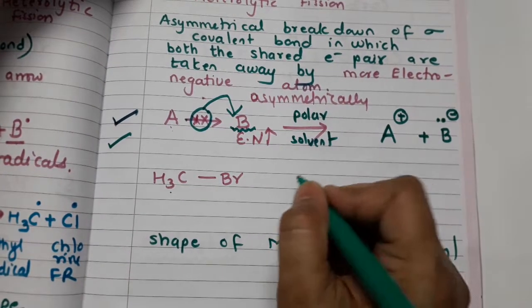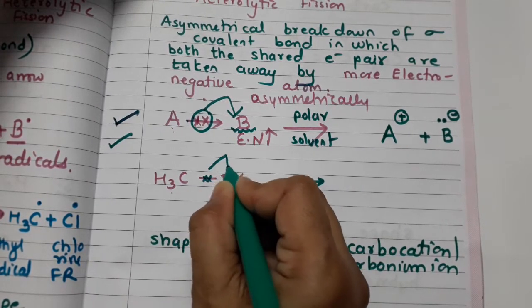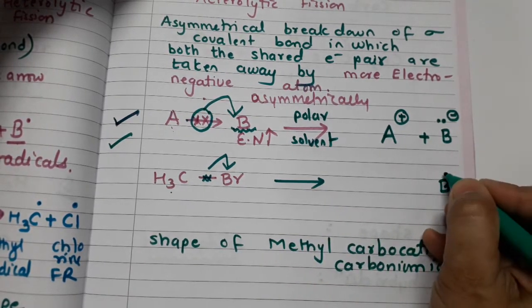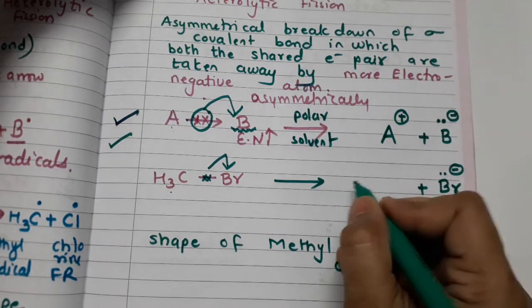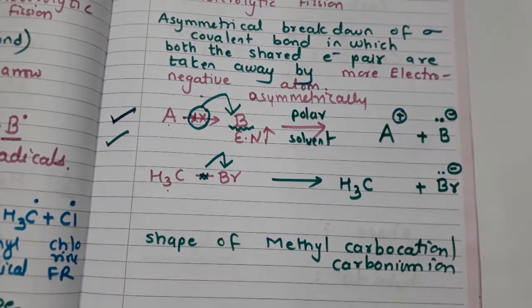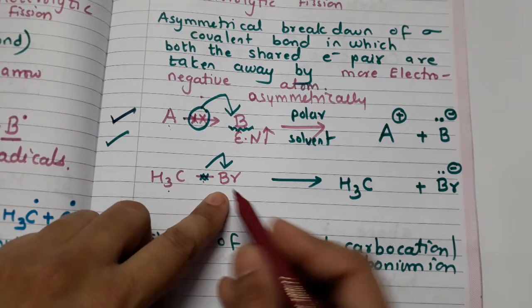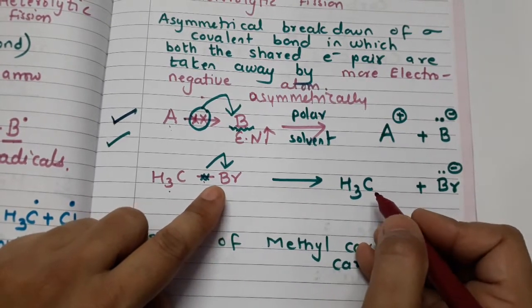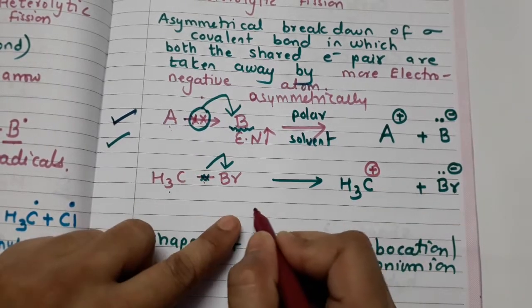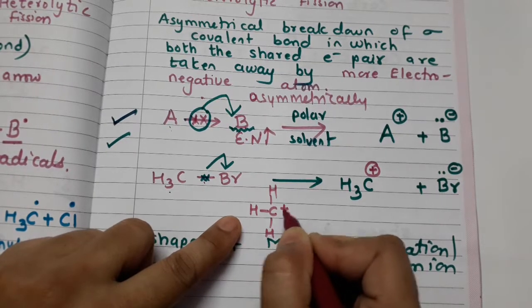Now the same reaction I am explaining with the help of this example, that is methyl bromide. So what is going to happen? Both the shared pair of electrons will be attracted towards bromine. So I will be getting Br minus plus CH3. Now just note what will happen here. Because both the electrons are taken away by bromine, carbon is not having any electron, hence it acquires positive charge. So it is actually H, C, H, H and plus.